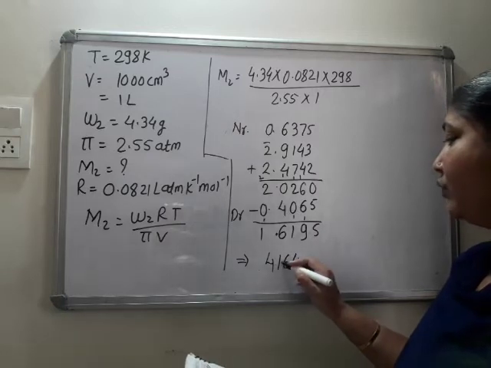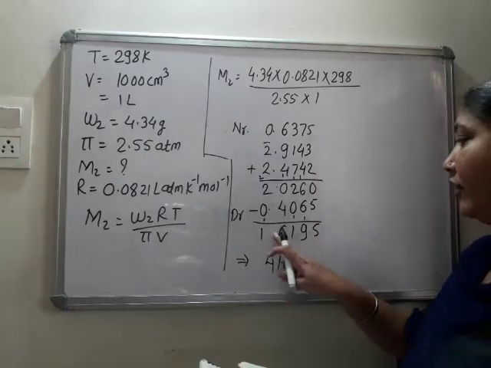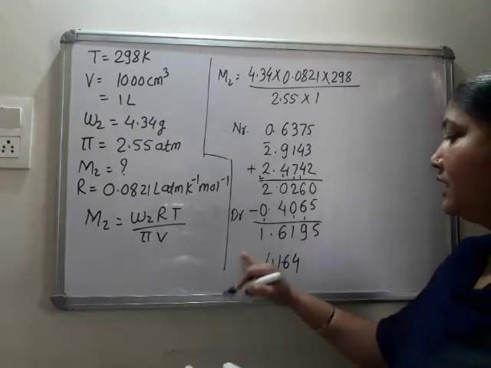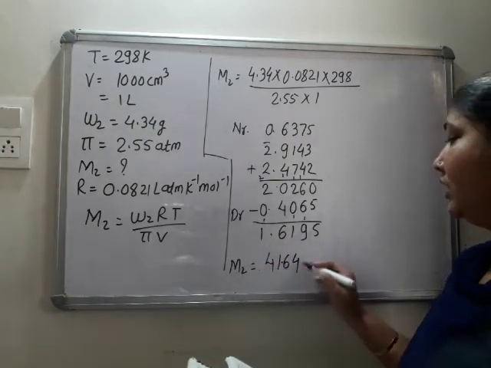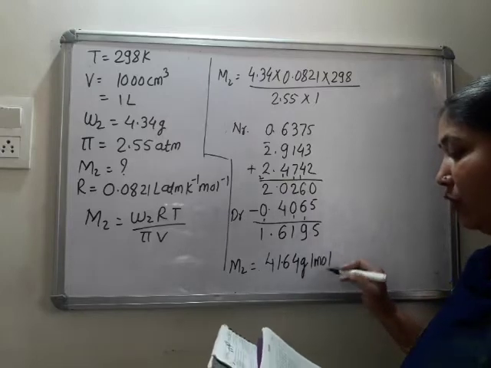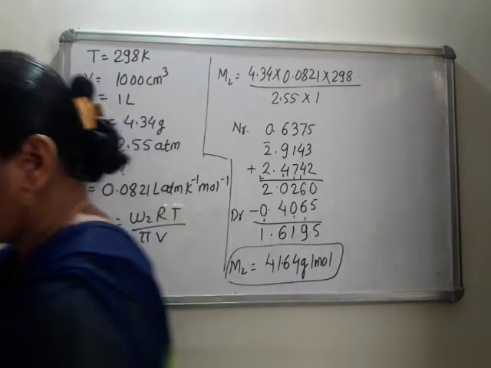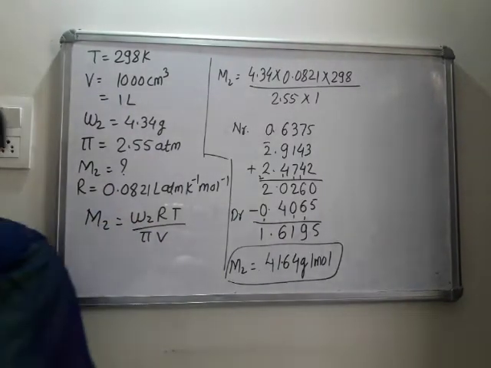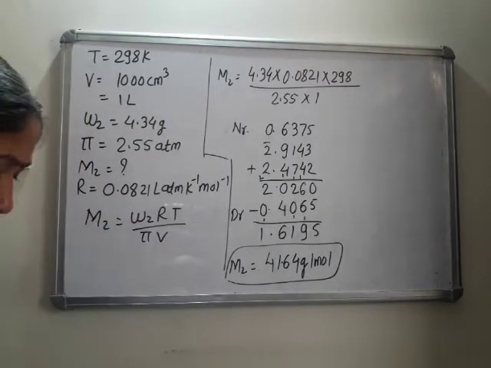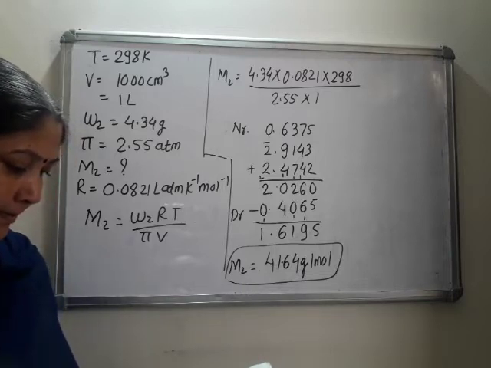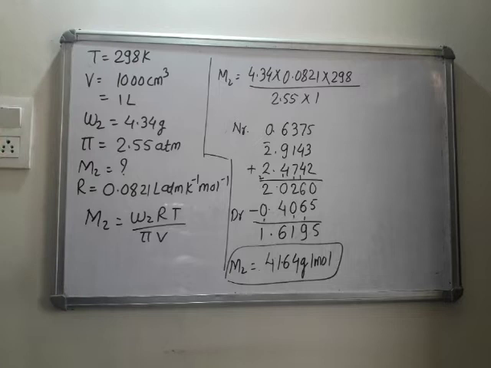4164. Characteristic is 1. So it is 41.64. M2. This is M2. What is the unit? Gram per mole. Yes. Gram per mole. This is the answer. 41.64 gram per mole. Okay. Next question. Is finished? Take down next question.